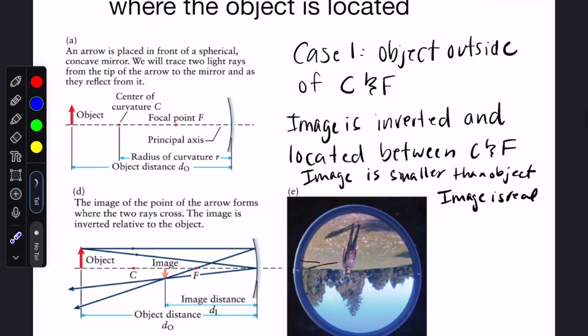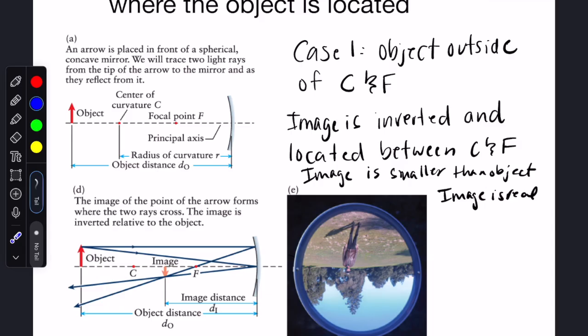So if we were to stand in front of a concave mirror and we were to stand outside of the focal point and outside of the radius of curvature, what we would see is ourselves. We would see a shrunken version of ourself, and we would see an inverted version of ourself. And it would look like we are not behind the mirror. It would look like we're closer. Okay, it would look like we were standing upside down on our side of the mirror.